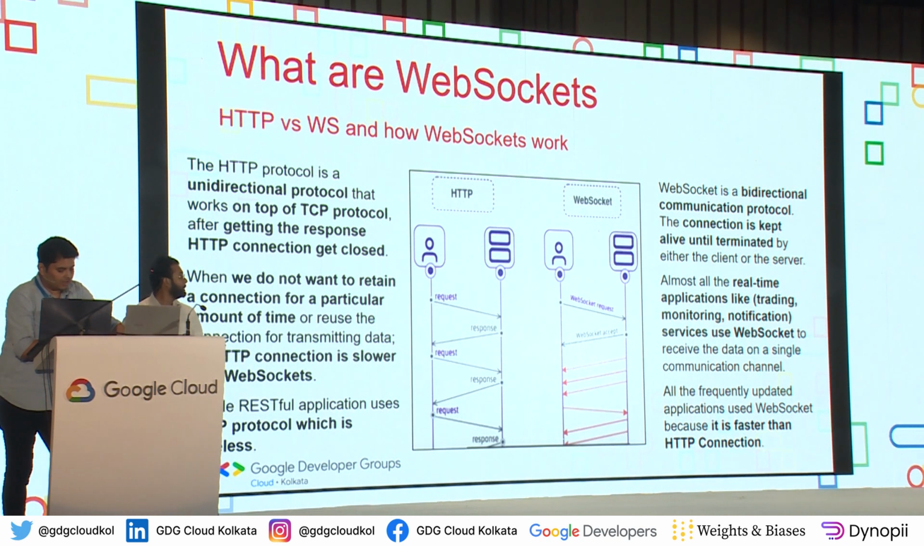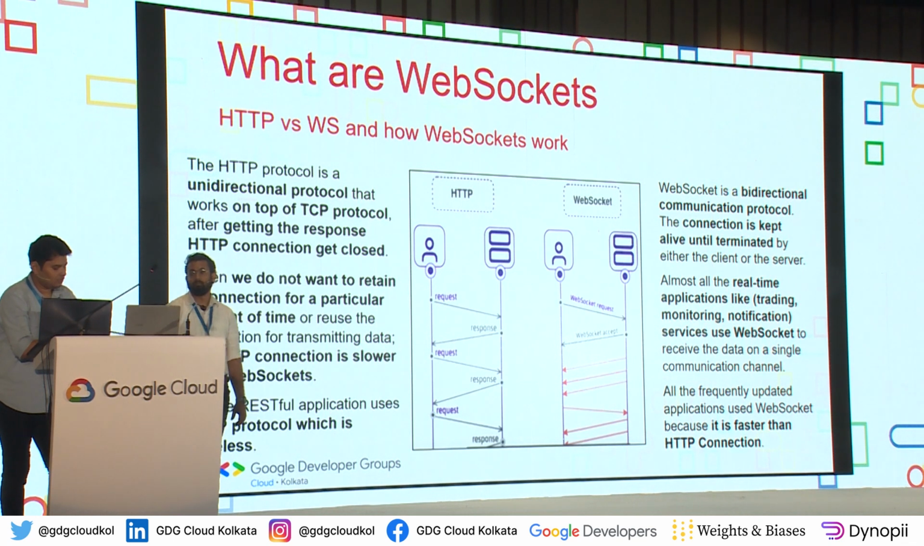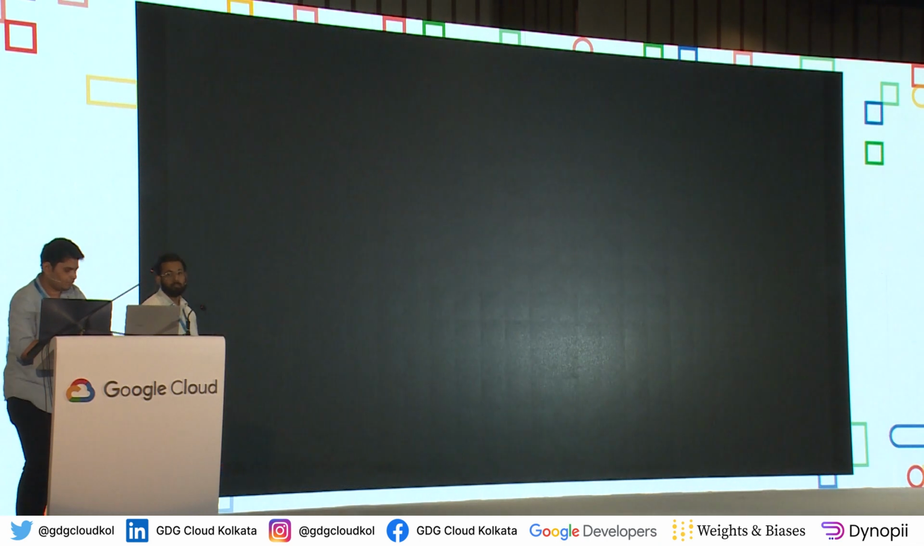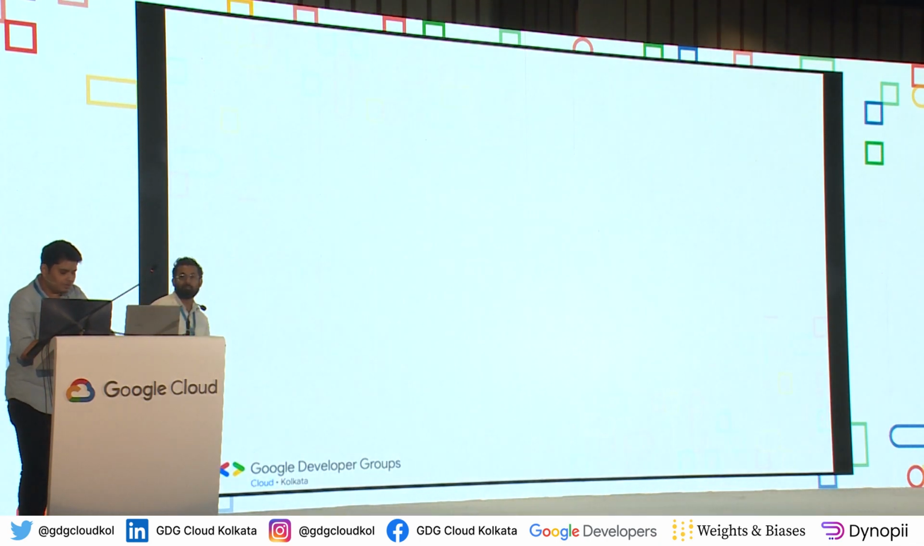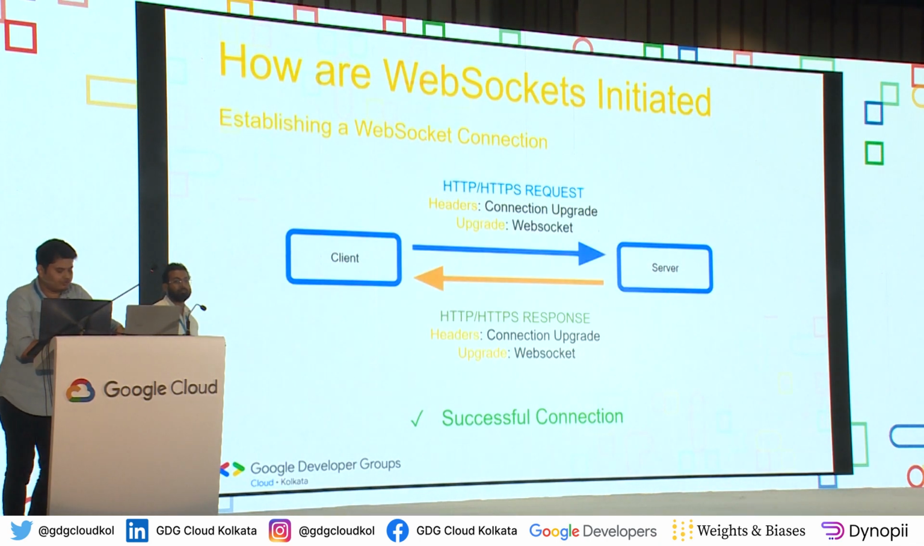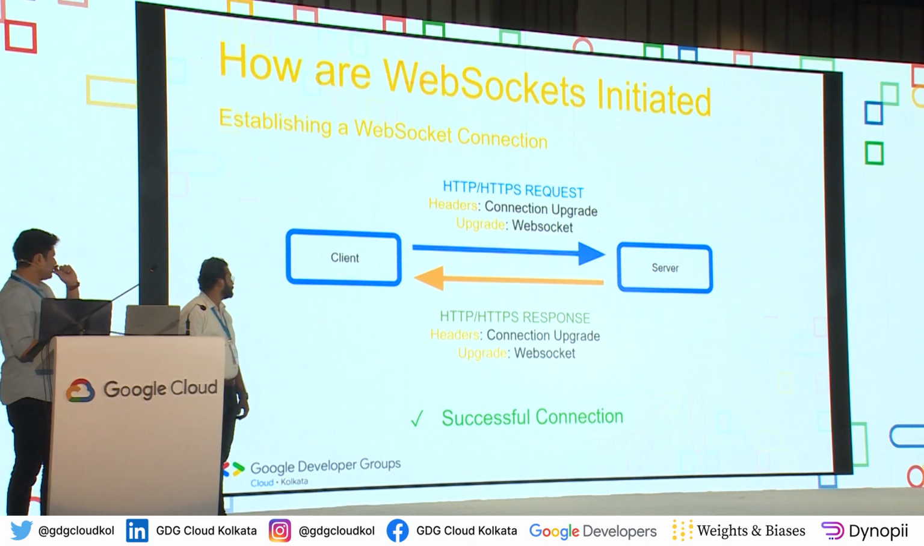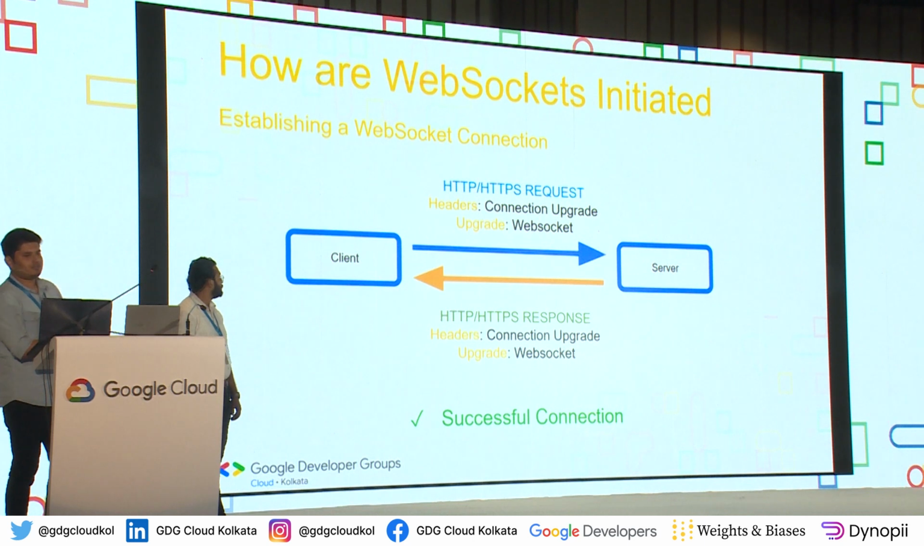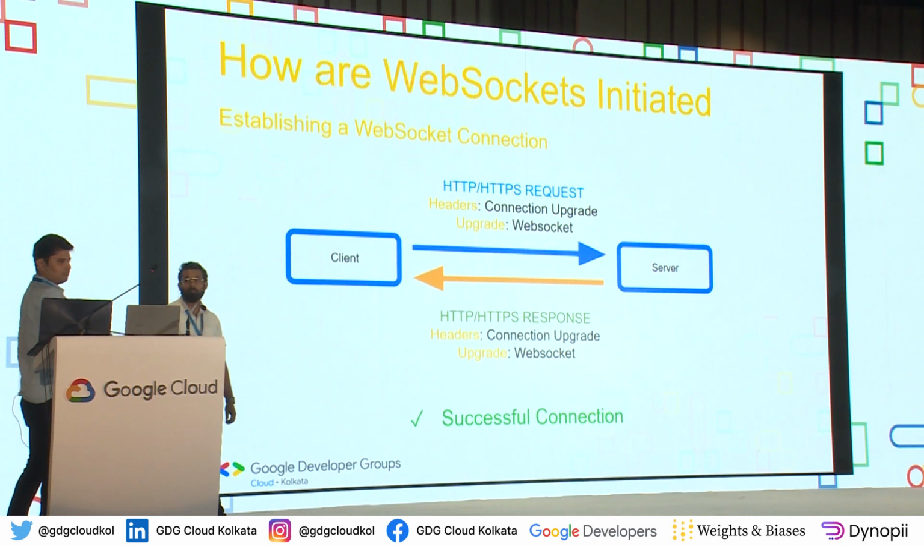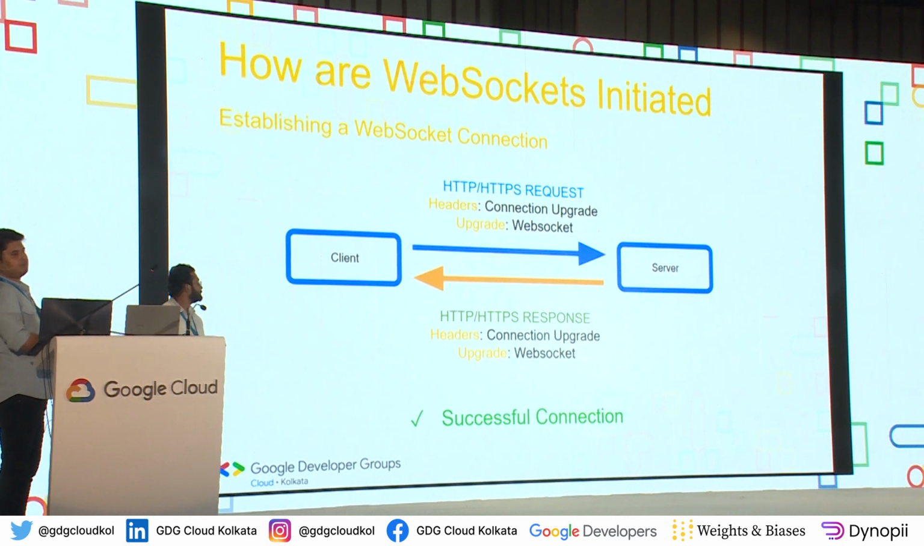So now let's understand what WebSockets are and how they work. WebSockets are pretty much like an upgrade to an HTTP request. In order to instantiate a WebSocket connection, the client sends an HTTP GET request to the server, and that request includes two special headers. Number one is Connection: Upgrade, and the other is Upgrade: WebSocket. These are the two headers.